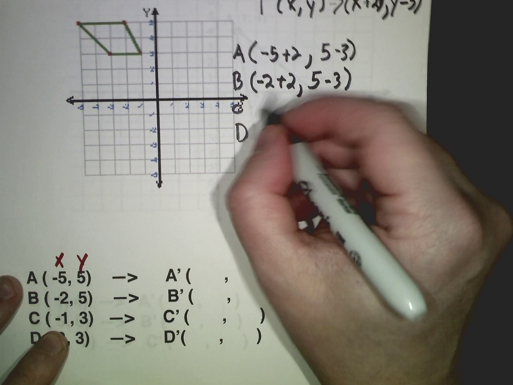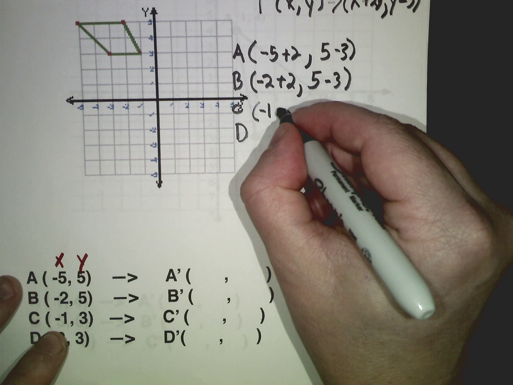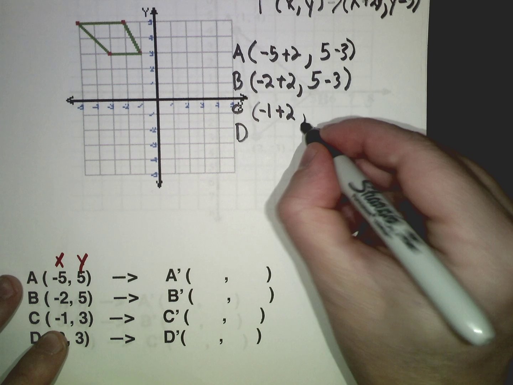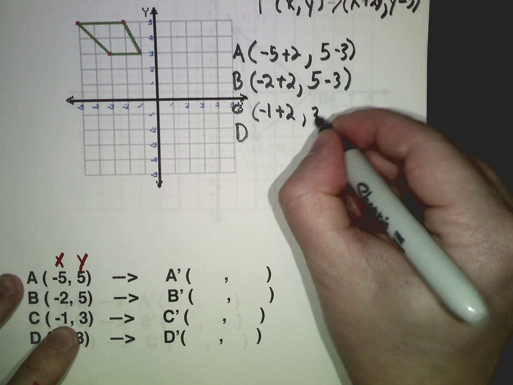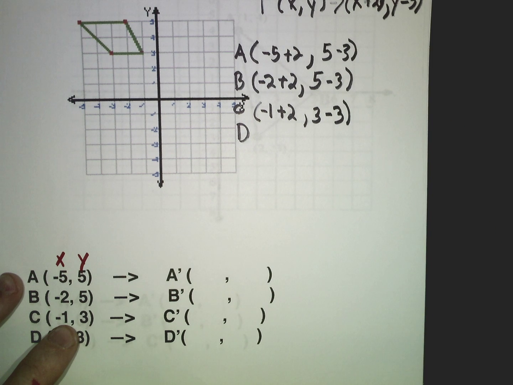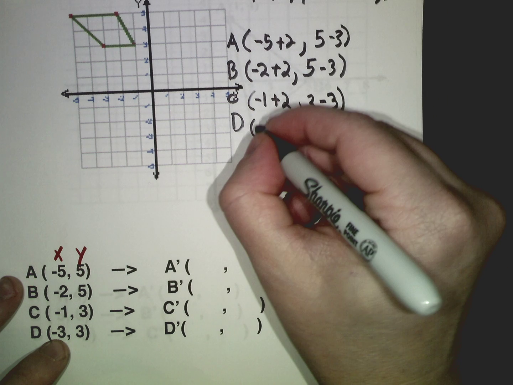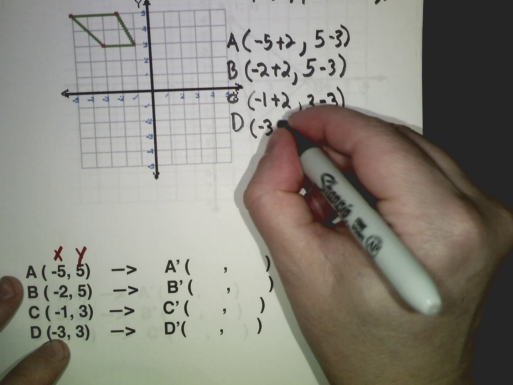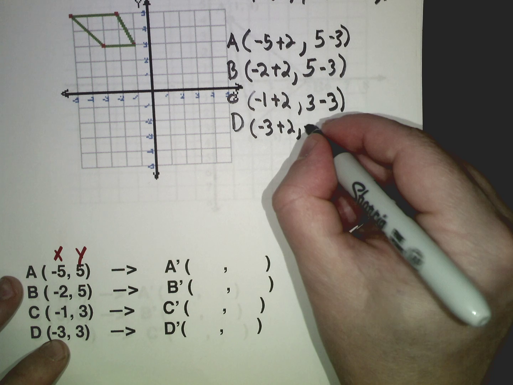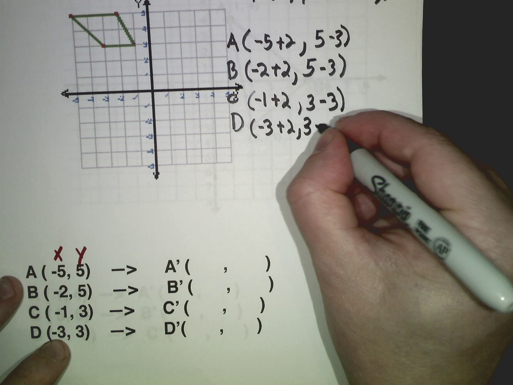For C, I got negative 1 as my X. I'm going to add 2 to it. For my Y, I have 3. I'm going to subtract 3 from it. And finally, for my D, negative 3, add 2, positive 3, minus 3.